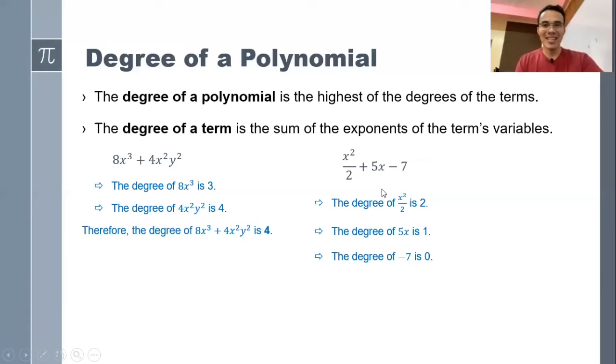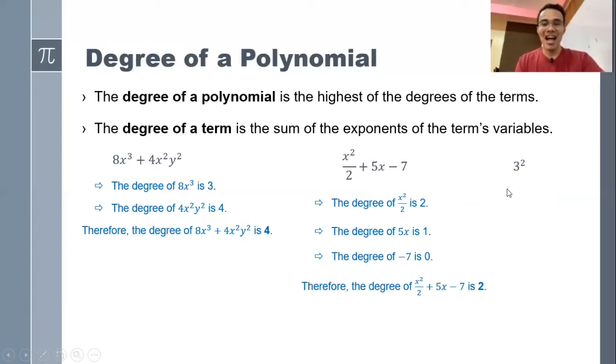Now let's go back to this polynomial. What do you think is the degree of x squared over 2 plus 5x minus 7? We're just going to get the highest degree, and the highest degree is 2. Therefore, the degree of this polynomial is 2. And for the last polynomial, 3 squared, there's only one term, so the degree of this term is already the degree of this polynomial.